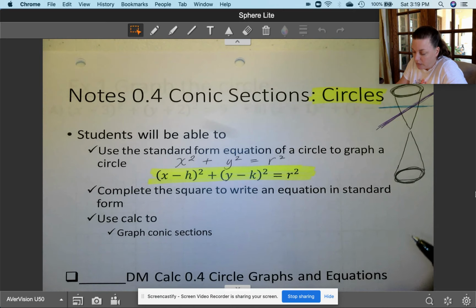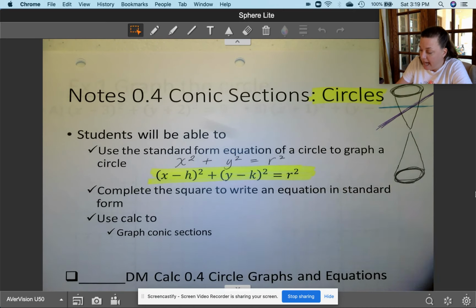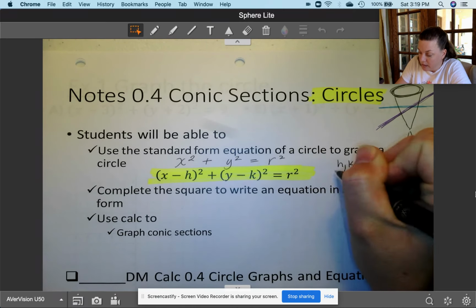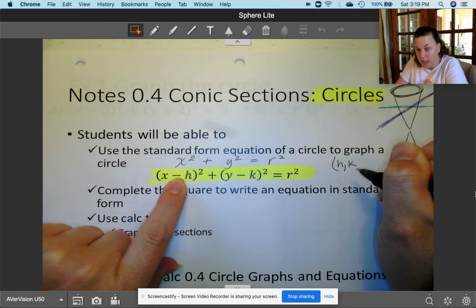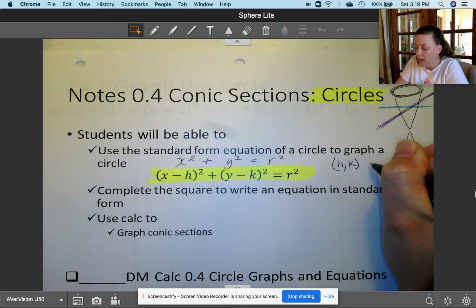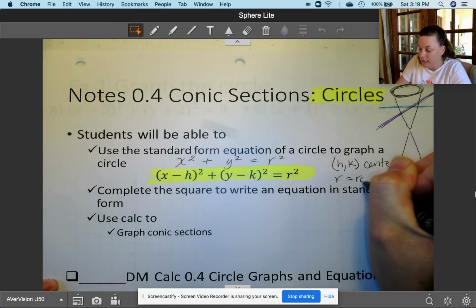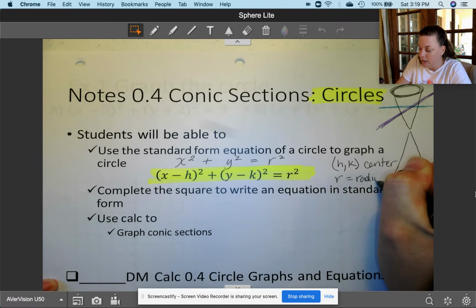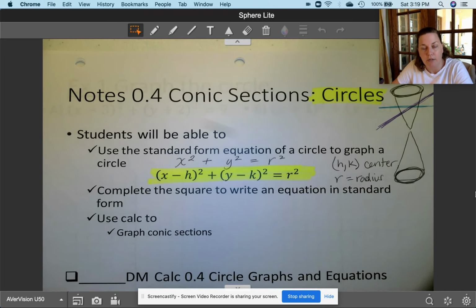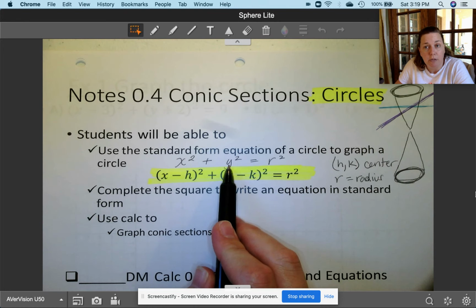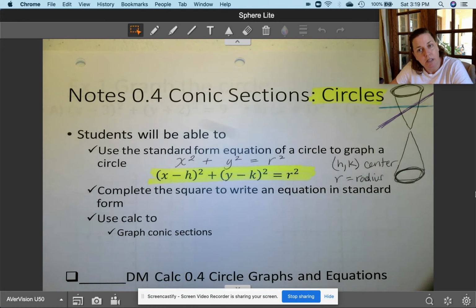So (h, k), you'll notice this is the positive value of h, and the positive value of k is the center of the circle. R is the radius, R-A-D-I-U-S, all right, is the radius of the circle. And so for this one, it's just centered at (0, 0). Any other numbers in there, it's going to be shifted left, right, up, and down.